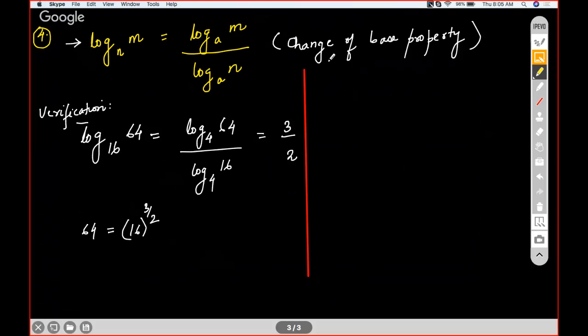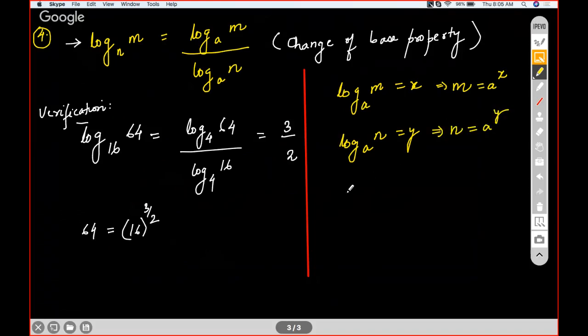Okay. So I have a different approach. Let's say log m to the base a is x, and log n to the base a is y. So from here I can say m is a to the power x, and from here I can say n is a to the power y. Now m, which is a to the power x, can I write it as a to the power y to the power of x by y?